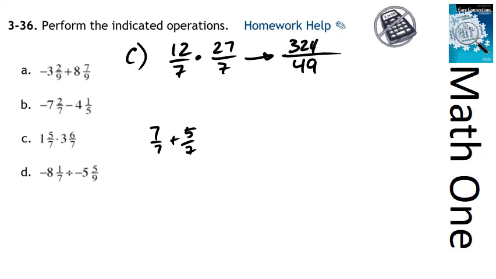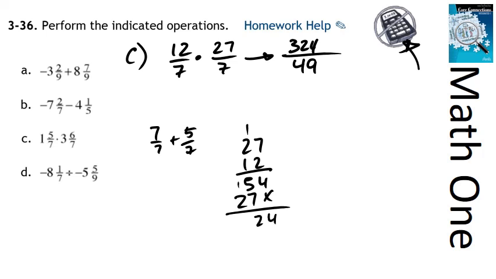324. And you're like, Robert, are you kidding? It says don't use your calculator. You just used your calculator. Yeah, that's true. You make a good point. If I was to do it old school, let's see, 27 times 12. I got a 7 and a 2. That's a 4. That's a 2. Yeah, it's 324. There, see, I got it.